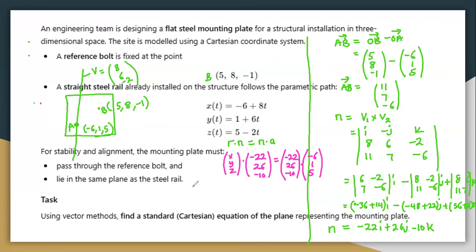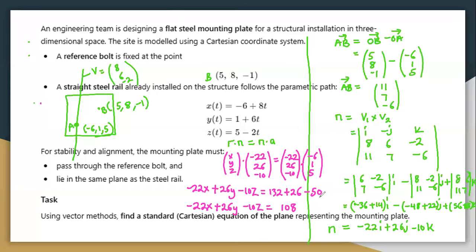So we shall have negative 22x plus 26y minus 10z equals to, we have negative 22 times negative 6, giving us 132, plus 26, plus 5 times negative 10, which is minus 50. We are getting 108.